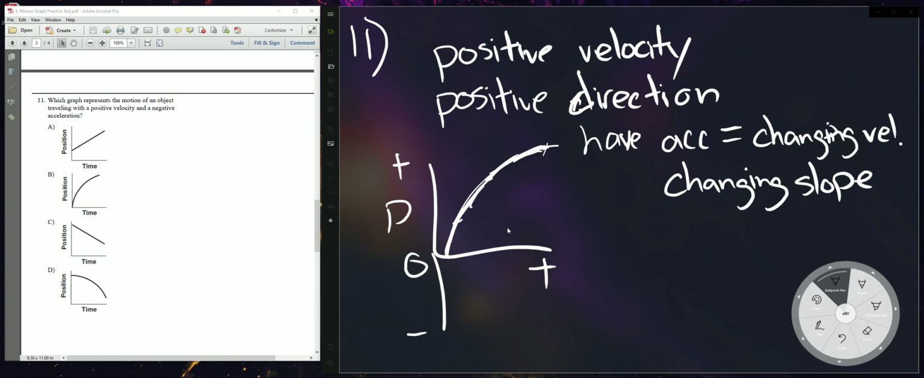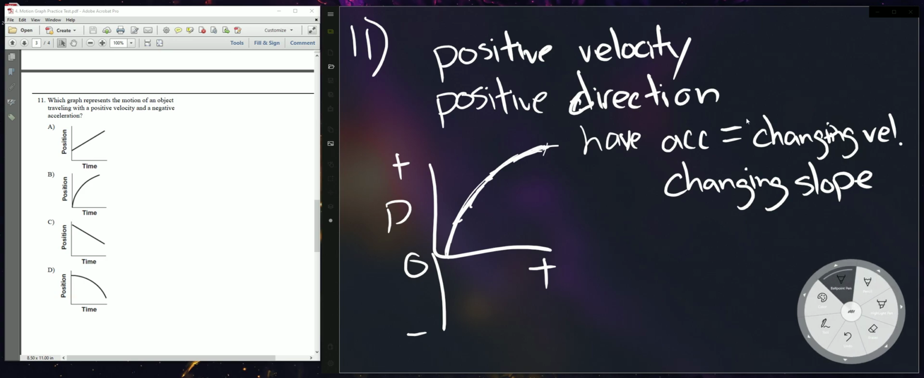If you look at D, choice D has a negative velocity. You're going in the opposite direction. So there's no way choice D could be it. Choice A and C can't be it because if you have an acceleration, your line on a PT graph is curved. Straight line means constant. Curved line means changing slope.